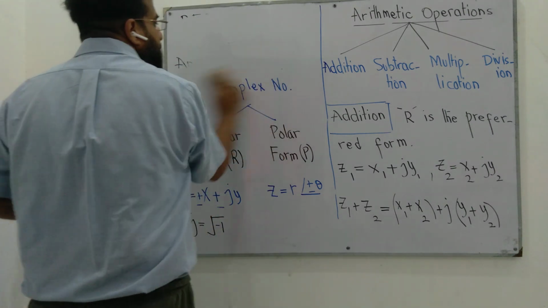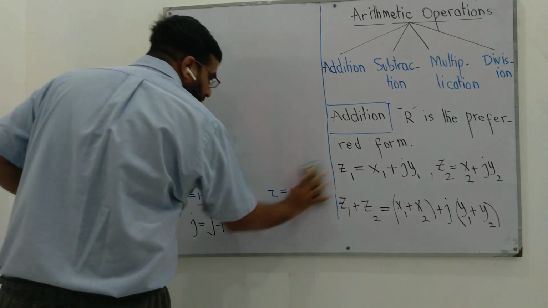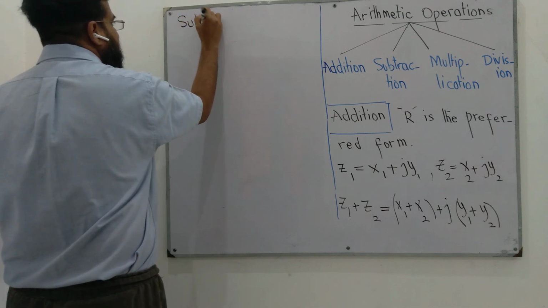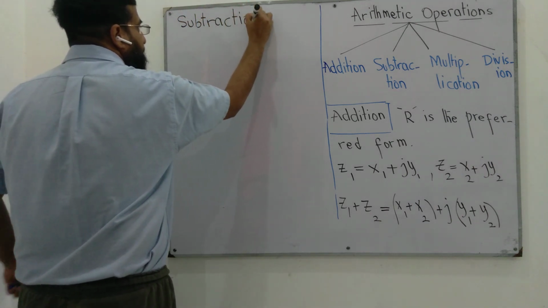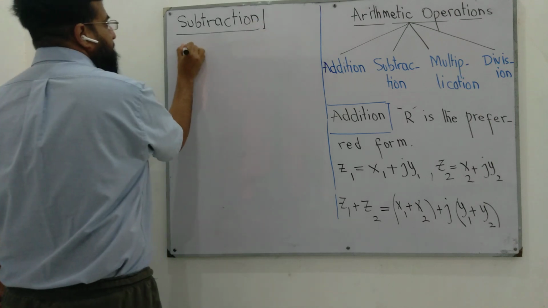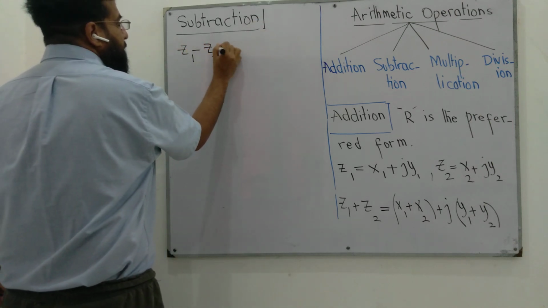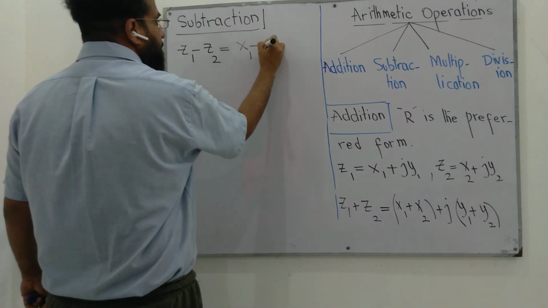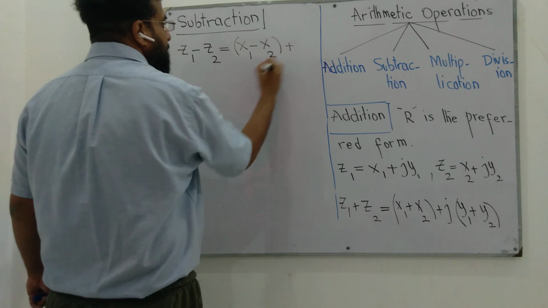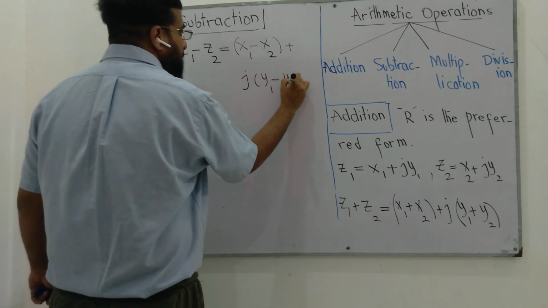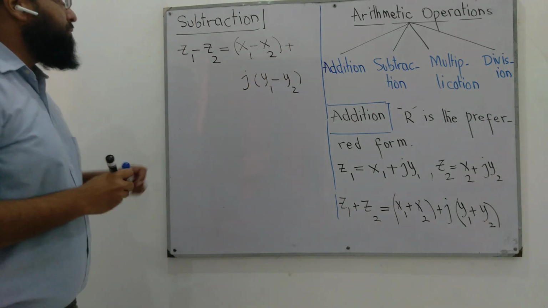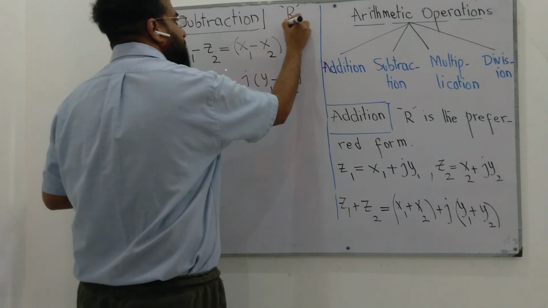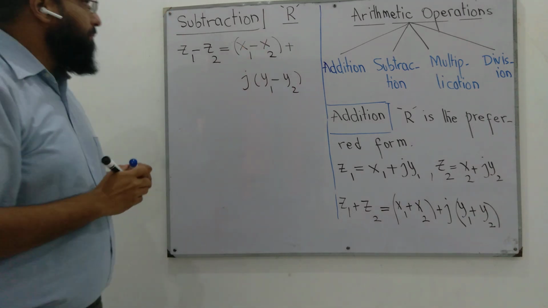For a subtraction operation, if you want to subtract two numbers z1 and z2, we'll subtract their real parts and their imaginary parts. So even for subtraction, preferably numbers should be in the rectangular form.